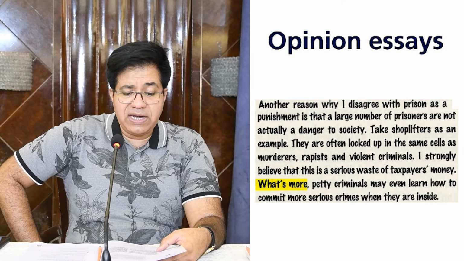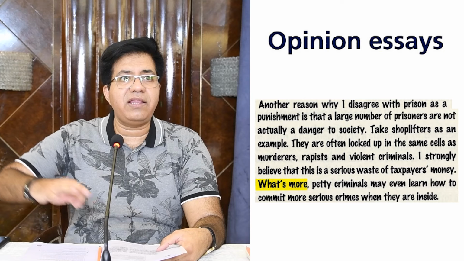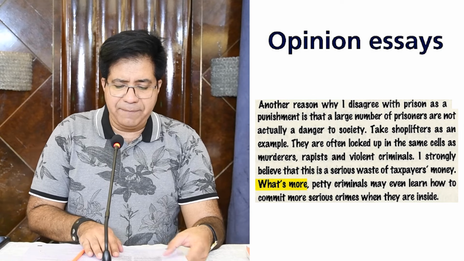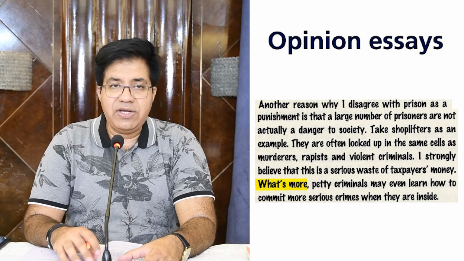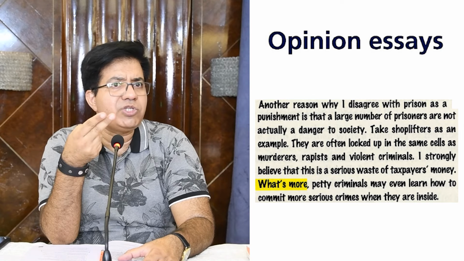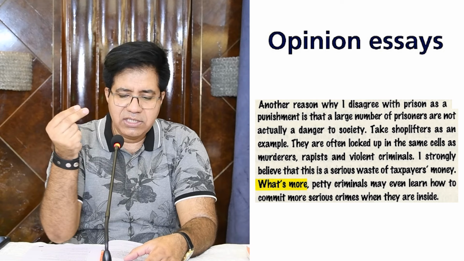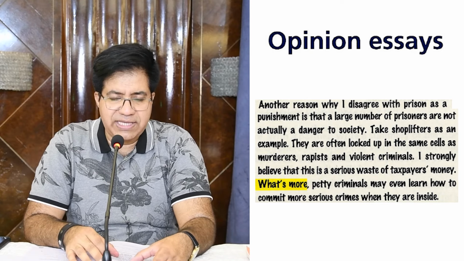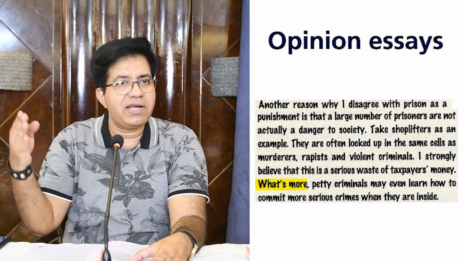Next paragraph. Another reason why I disagree. You can copy it. Whenever you write an opinion essay, you can write another reason why I disagree with, and then whatever the topic is, with prison as a punishment is that large number of prisoners are not actually a danger to society. Reason number 2, large number of prisoners are not a danger to society. When you go to jail, you will see with minor crimes, people are in jail for 6 months, 1 year, and all that. So, large number of prisoners are not actually a danger to society. Take shoplifters as an example. You know, shoplifters who go to big malls, they put chocolate in their pocket and come out and all that.